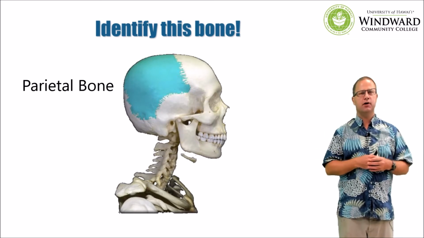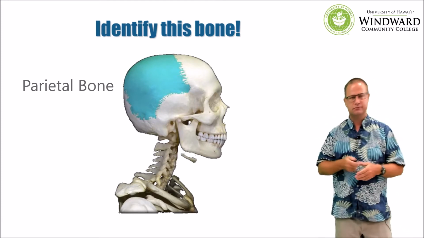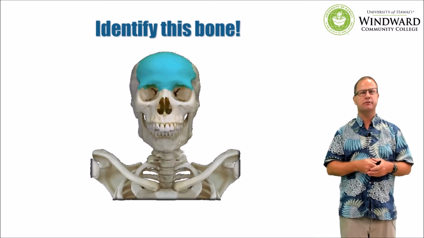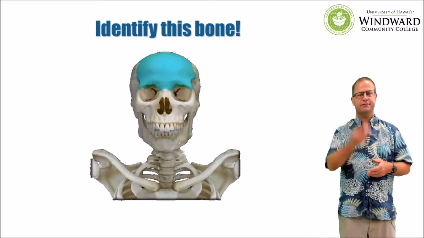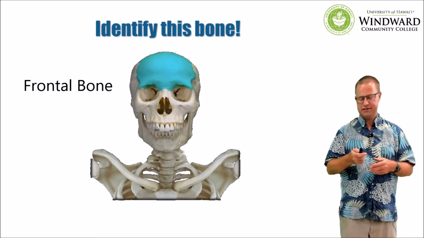Well, if you said parietal bone, you're correct. Again, the parietal bone makes up the majority of the lateral aspect of the skull. What about this bone here? It's in front. It's the frontal bone. Again, the frontal bone is the largest and kind of strongest bone that makes up the brain case.